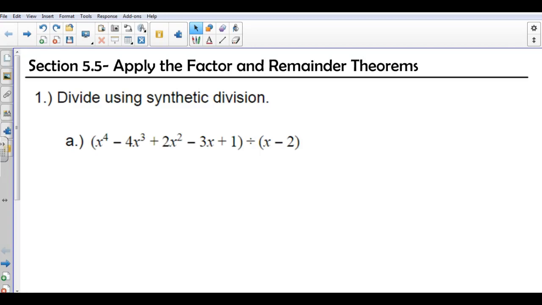Hello, this is going to be me going through section 5.5. So what we're going to do is some factoring and using some synthetic division.